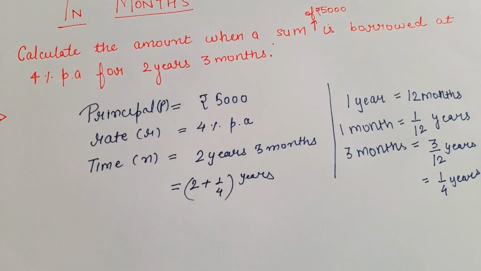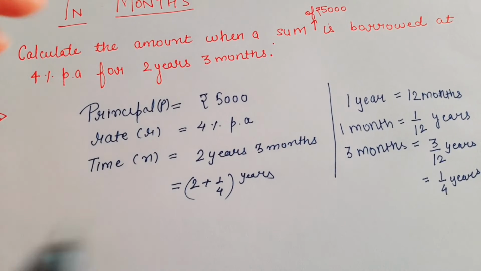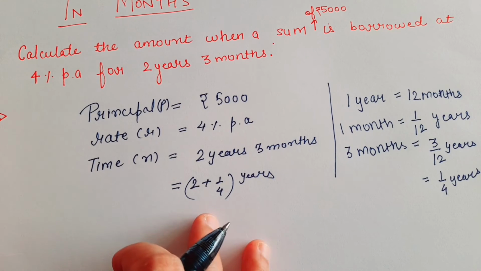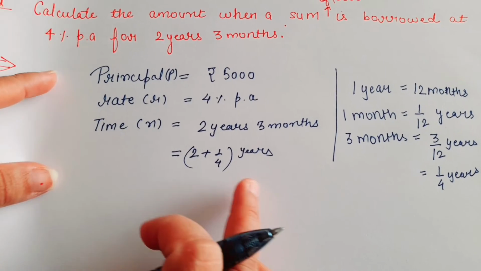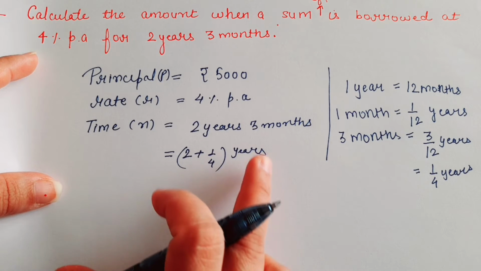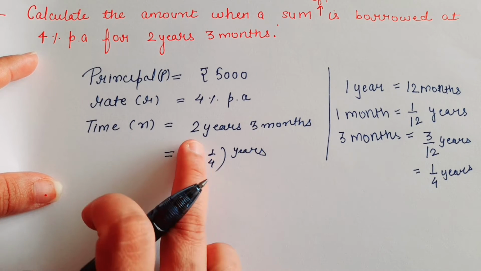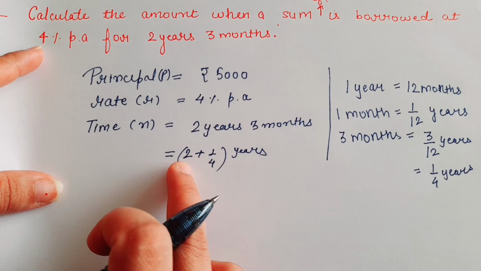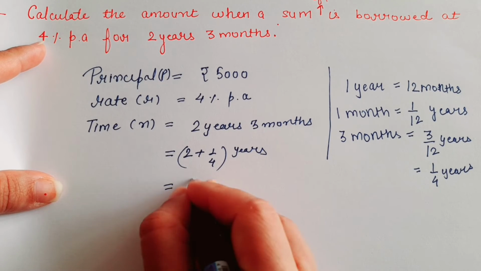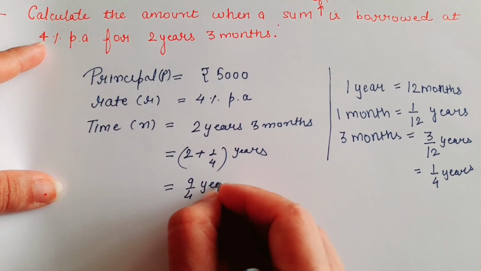We need to convert the months into years. And how do we convert? By dividing months by 12. Whenever you have months, you just divide by 12. And then the total years are 2 years plus 1 by 4 years. So we can write it as 9 by 4 years.